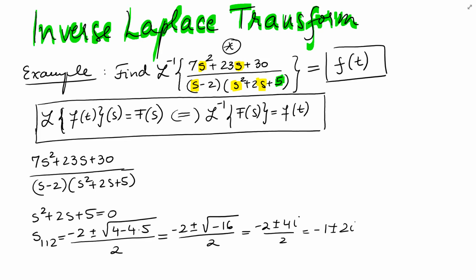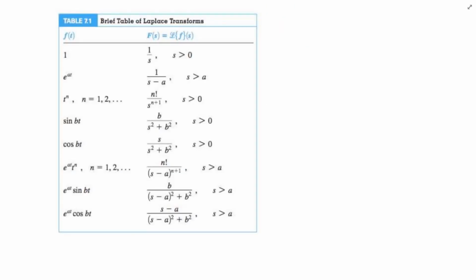Now, if we take a look at the Laplace transform table, this side here is giving me the function of t, so the Laplace transform of 1 is 1 over s. So the inverse Laplace transform of 1 over s is 1. The same thing: the Laplace transform of e to the at is 1 over s minus a. So if we read it from right to left, the inverse Laplace transform of 1 over s minus a is e to the at.